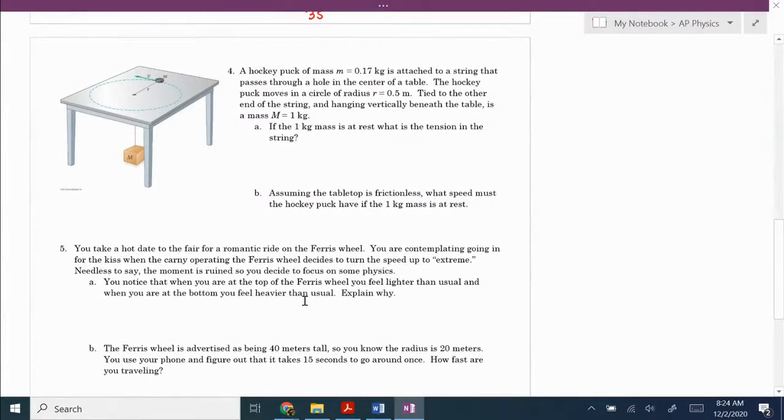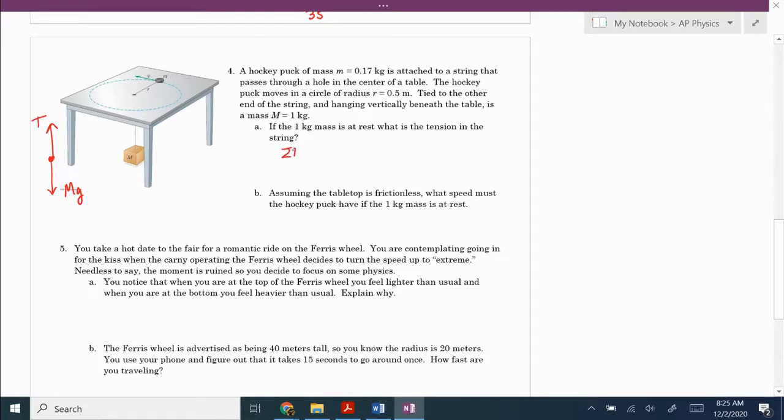A hockey puck with mass of 0.17 kilograms is attached to a string that passes through a hole in the table. The hockey puck moves in a circular radius of 0.5 meters, tied to the other end of the string, and hanging vertically beneath the table is a 1 kilogram mass. If the 1 kilogram mass is at rest, what is the tension in the string? For that, just draw a force diagram for the mass right here. You're just going to have the force of gravity down, mg, and the tension up. Those are going to be the same because it's at rest.